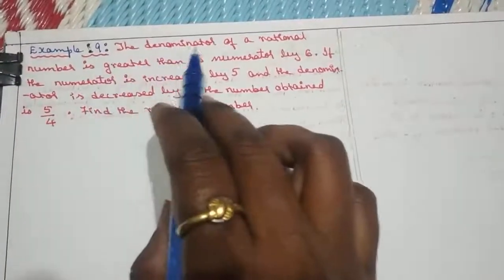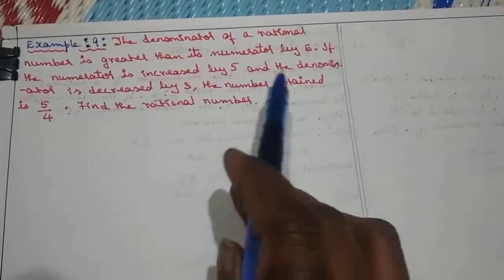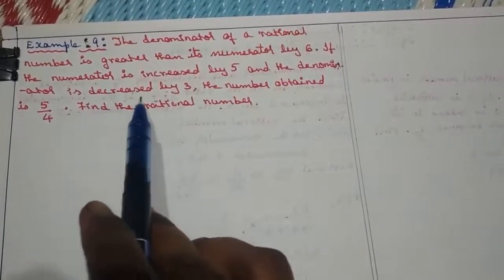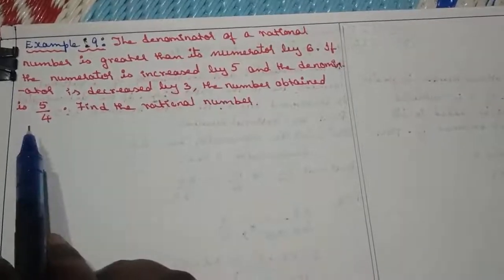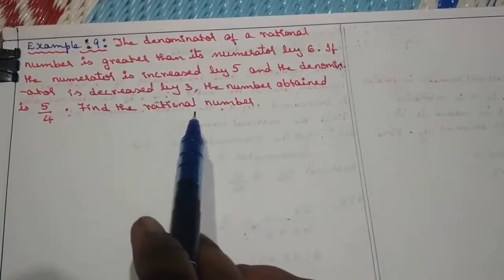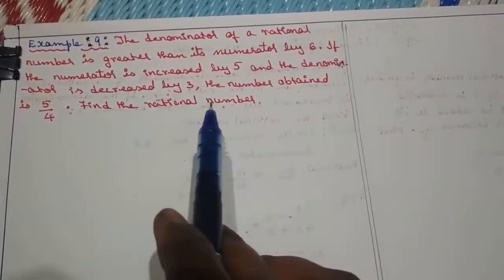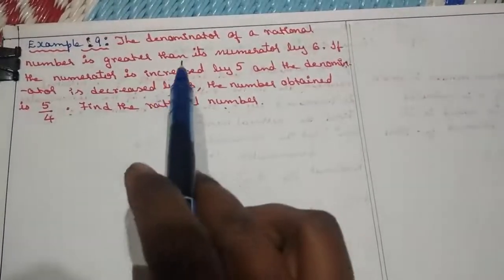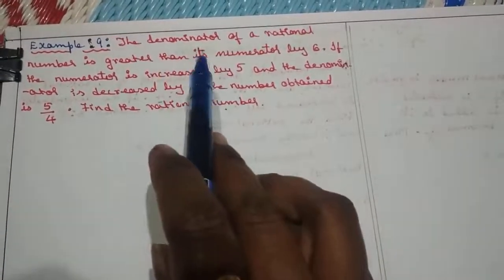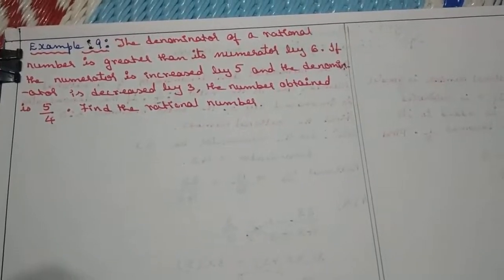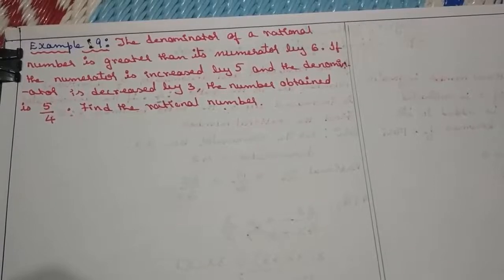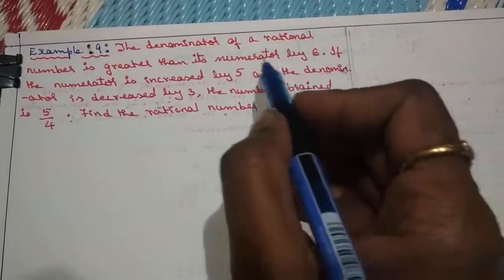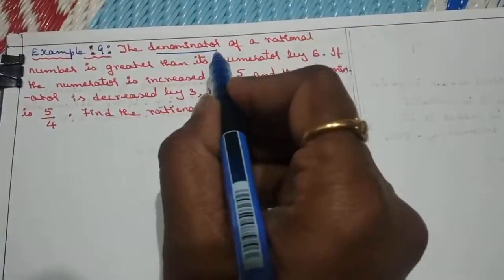Example 9. The denominator of a rational number is greater than its numerator by 6. If the numerator is increased by 5 and the denominator is decreased by 3, the number obtained is 5 by 4. Find the rational number. Again, the question belongs to a rational number which consists of a numerator and denominator. But here you can observe the comparison is done between the numerator and denominator. The denominator is greater than the numerator by 6, so the denominator is compared with the numerator.